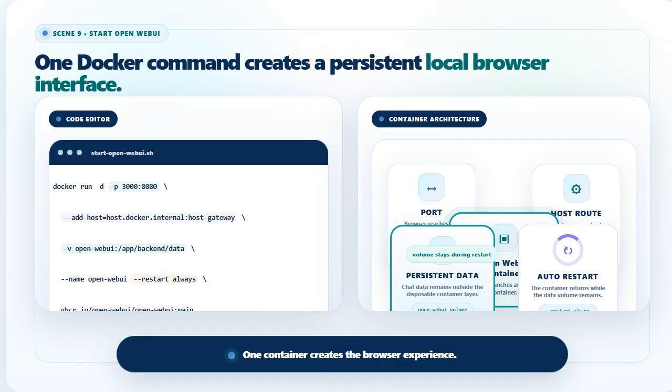The host entry lets the container find Ollama running on the laptop rather than looking inside itself. Restart always brings the interface back after Docker restarts. The first run downloads the Open WebUI image, so it may take a few minutes even though the command itself is immediate. A container ID means Docker accepted the request. The browser is the final verification.